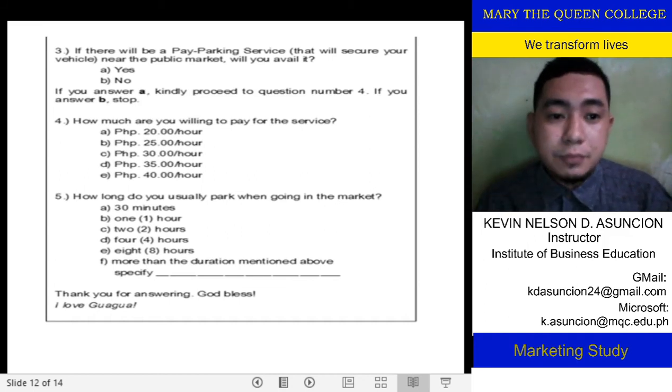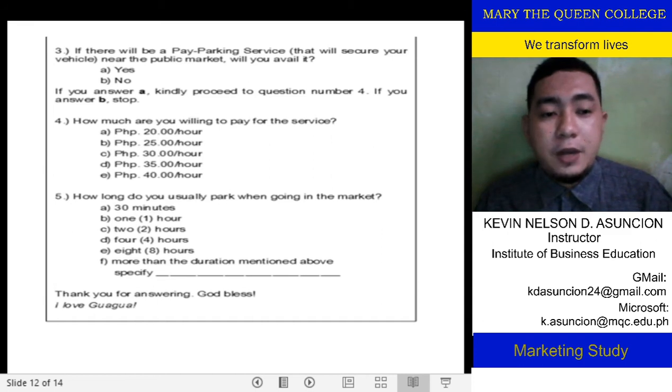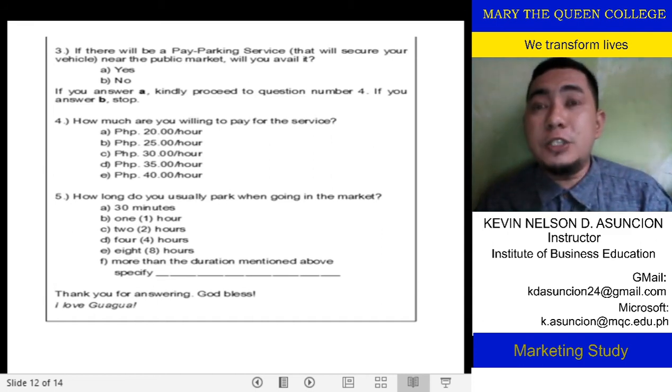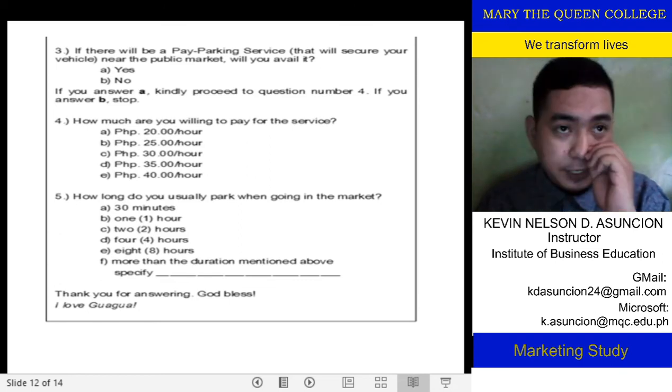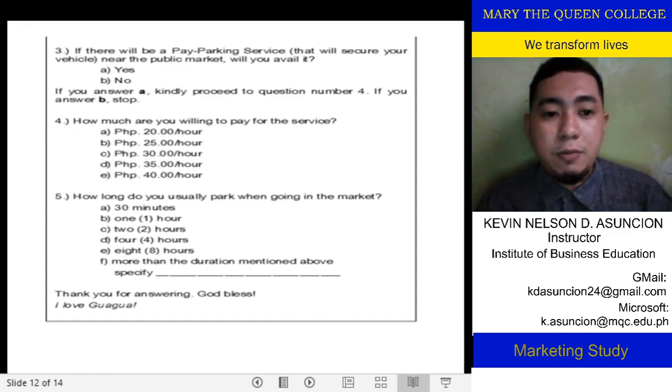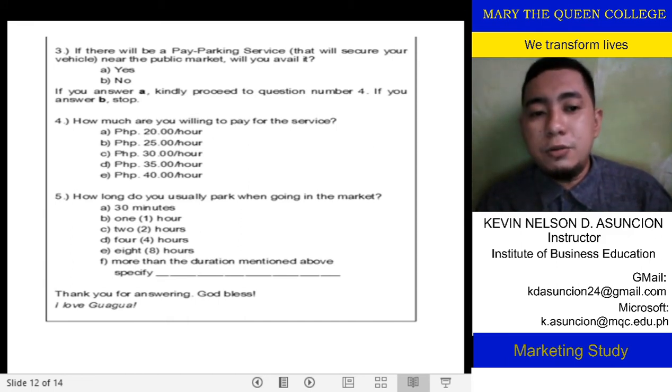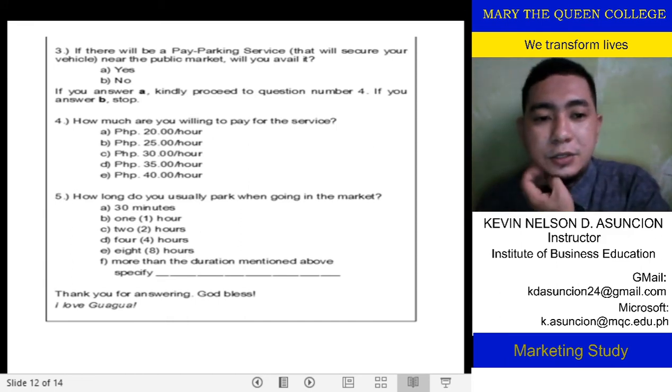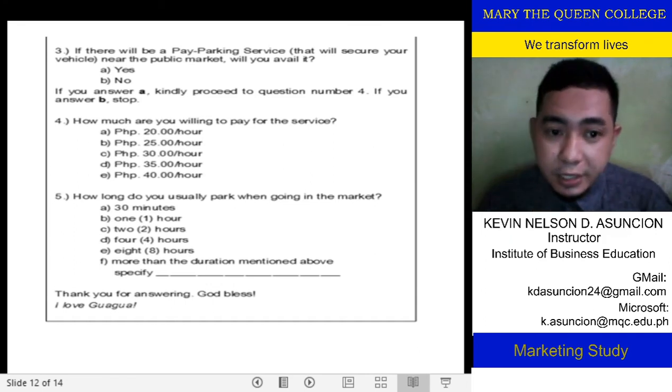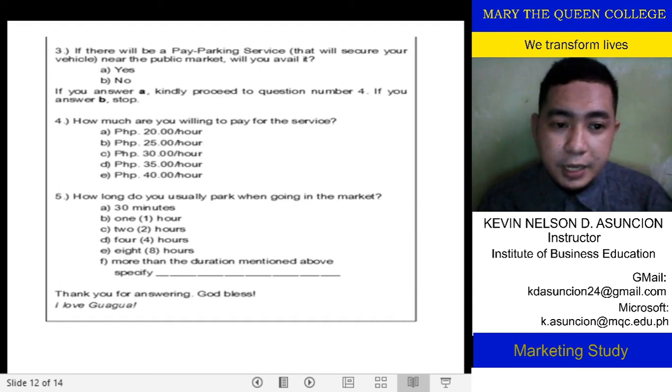Okay, so number 4 and number 5 questions talk about the supply. It's not the demand, not the target market, but some other considerations of your target market. So how much they are willing to pay for the service? Say 20, 25, 30, 40. Then number 5, how long do they usually park? Some at least, or on average, that's 30 minutes, up to 8 hours.